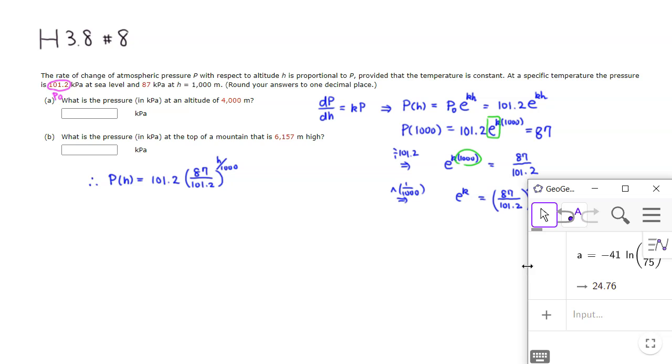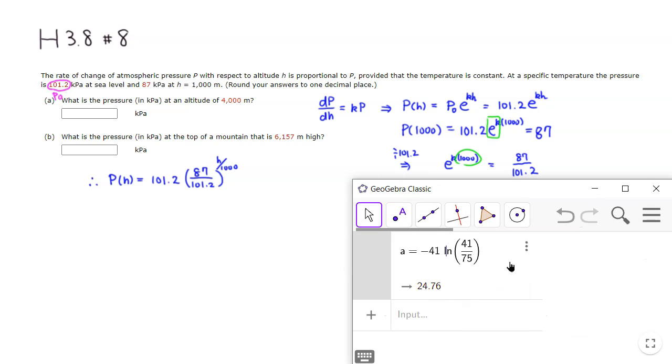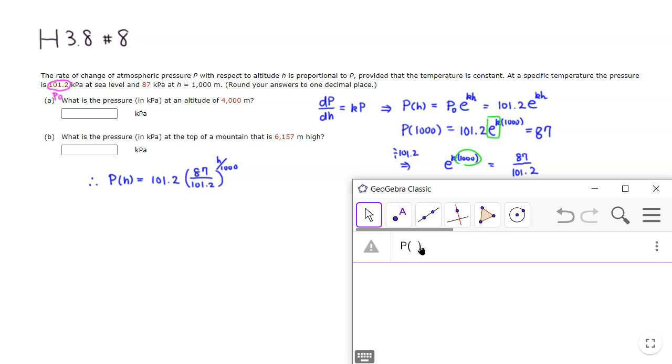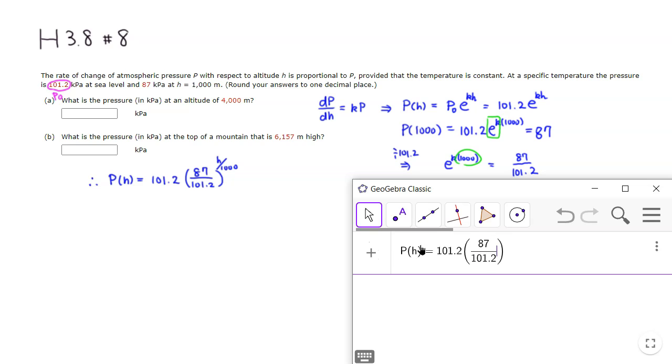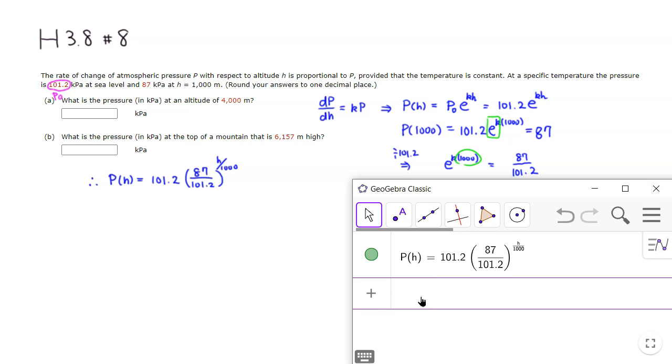We have an old one here, so I'm going to just delete it. Let's type in the function. I'm going to type in P of H equals 101.2 multiplied by 87 over 101.2, raised to the H over 1000. Hit enter, and you have a function P of H.